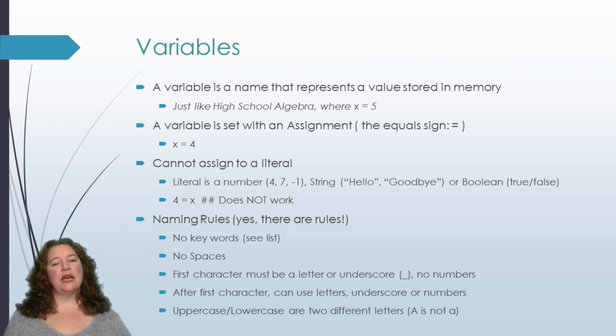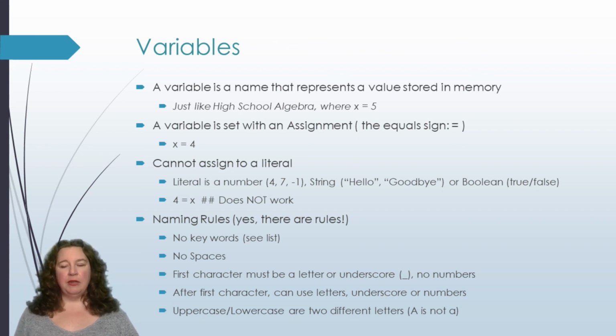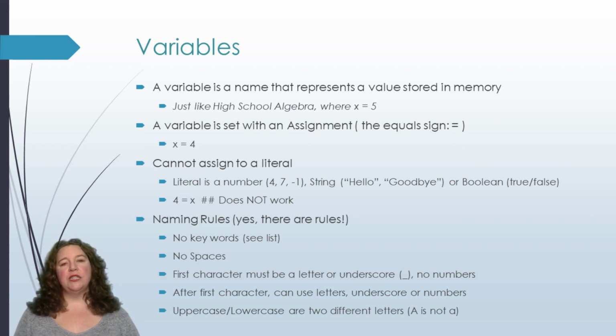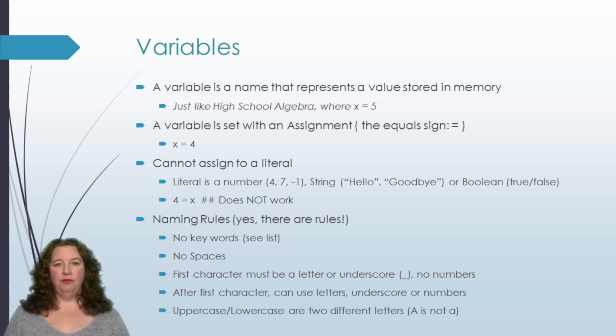A variable is set with what we call an assignment. The assignment is just the equal sign, just like it was in high school math. So x equals 4 is going to set the variable x equal to the value of 4. In this case, 4 is the integer 4. You cannot assign to a literal. Literals are numbers or strings or booleans, like 4, -1, the quote hello quote. You cannot say 4 is equal to x. You say x is equal to 4. x can be your variable, but 4 is not a variable.